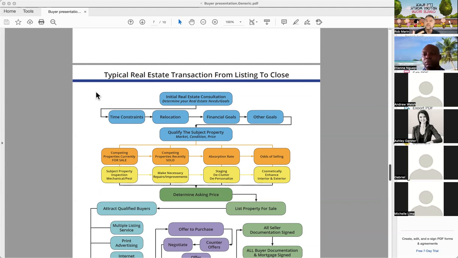And then that's when you talk about their goals. Then you talk about, okay, what are we going to do about the price? What are some things that are going to qualify that? And then that's when you compare other properties that are currently for sale. You compare other properties that are currently sold, and you look at what's called the absorption rate, which is how much is on the market right now. Is it a seller's market? Is it a buyer's market? And what are the odds of selling this property?